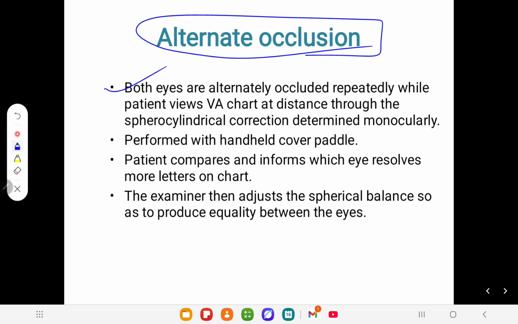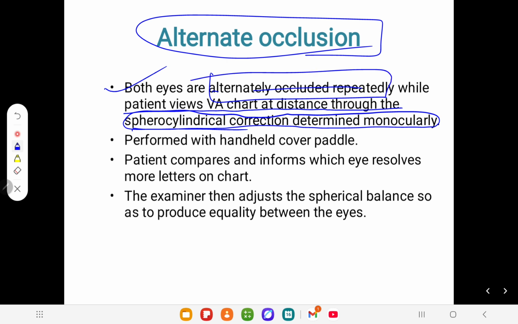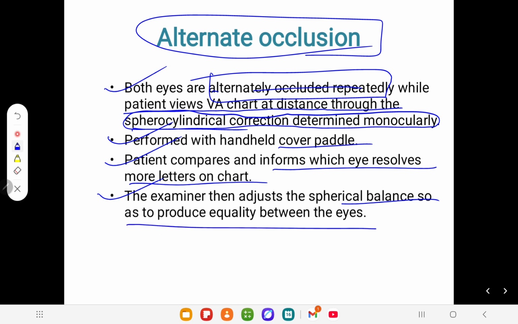Both eyes are alternately occluded repeatedly while the patient views distance visual acuity through the spherical cylindrical correction determined monocularly. We determine the spherical cylindrical correction and then repeatedly alternately occlude both eyes with a handheld cover paddle, and the patient compares and informs which eye is resolving the letters on the chart better. The examiner then adjusts the spherical balance to produce equality in both eyes. So we occlude one eye and then move to the other eye, and we ask the patient if there is a difference in visual acuity or if it is comparable, and according to that we adjust the spherical component.